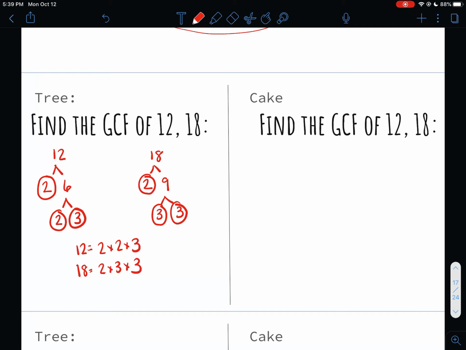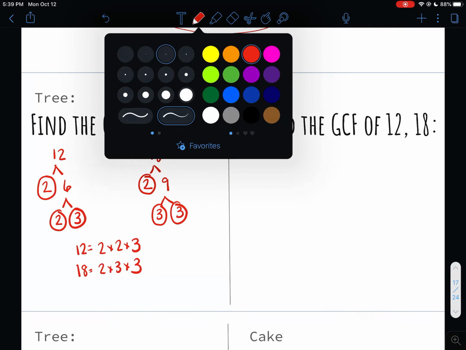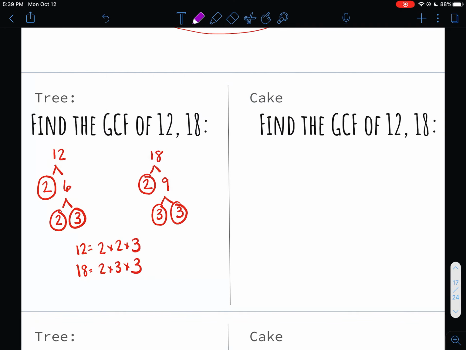So whenever you are finding the greatest common factor with the trees, you want to look at the prime factors they have in common. So if I look at my list of prime factors, they have a 2 in common, so I write a 2. They also have a 3 in common, so I write a 3. They don't have anything else in common, so the greatest common factor would just be 2 times 3, which is 6. Greatest common factor is 6.